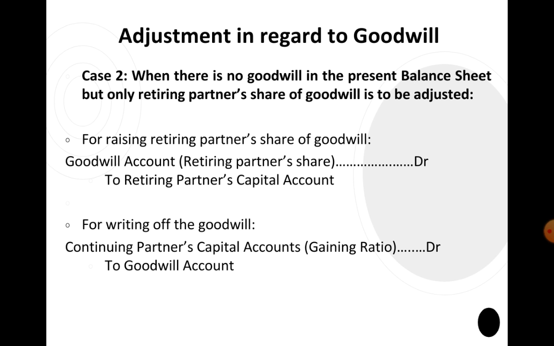So remember, in this second case, there is no goodwill in the present balance sheet, but only retiring partner's share of goodwill is to be adjusted. So that is why we are raising only the retiring partner's goodwill. We're writing off the remaining amount of goodwill to the remaining partners. Alternatively, you can also create a composite entry which says continuing partners' capital accounts in the gaining ratio will be debited to retiring partners' capital account, whatever is the share of the retiring partner's goodwill. Okay, you can create a composite entry which is continuing partners' capital accounts in the gaining ratio debited to retiring partners' capital accounts in the share of the retiring partner.